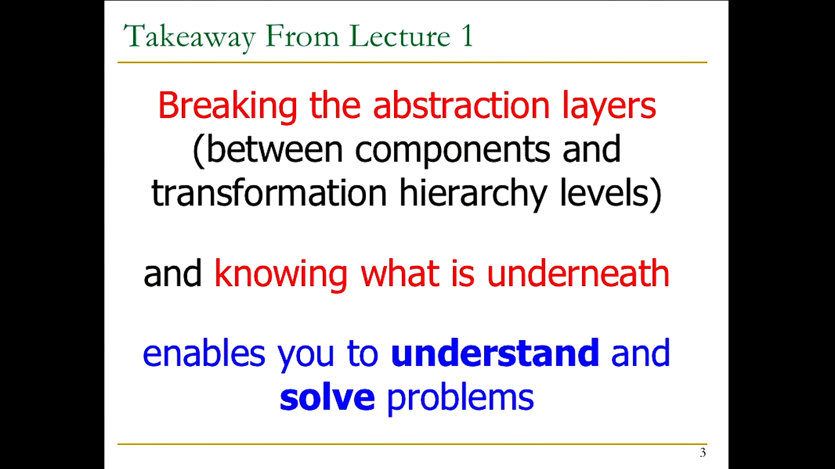Okay, so takeaway from lecture 1. I've given you 3 examples in lecture 1. Remember, memory performance attacks, RAIDer, refresh problem in DRAM, and rowhammer. They all showed that you need to break the abstraction layers between both components and transformation hierarchy levels. And you need to know what's underneath. And that enabled you to understand and solve problems, whether the problem is memory interference, DRAM refresh, or some failure mechanism in DRAM that no one has ever seen before. You can only find those out if you break those. So this course will continue to do that going forward.